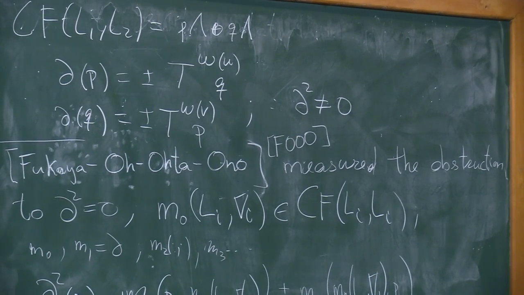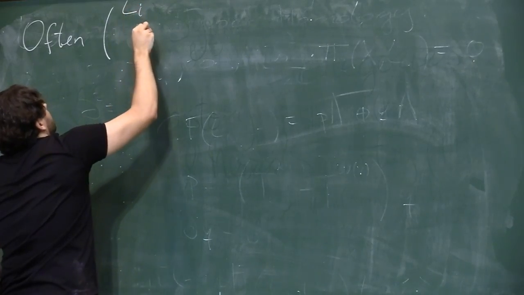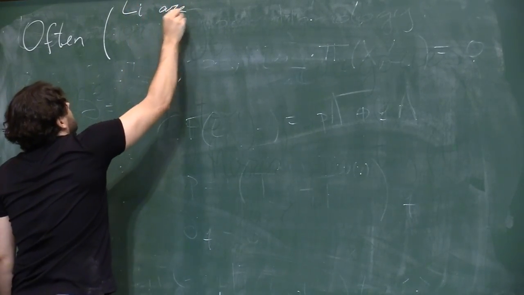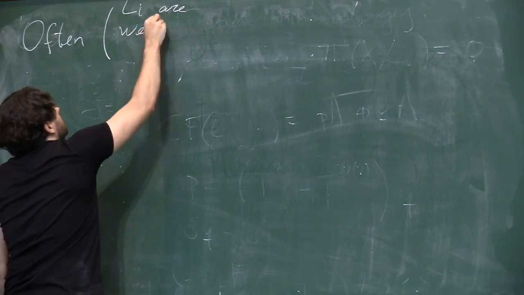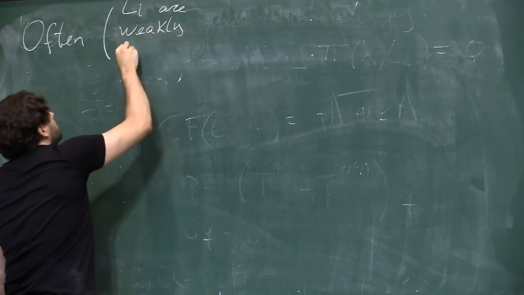But I didn't quite refine very carefully what I meant by that Fourier complex, but I just want to mention that often we say that, we mean that L is, the right way of saying this is L, weakly unobstructed.